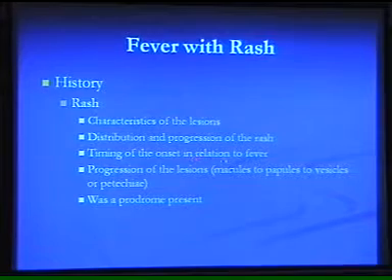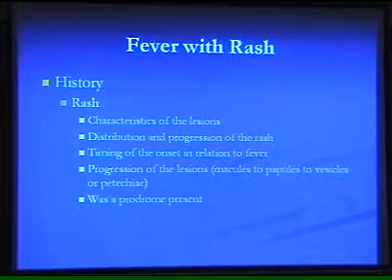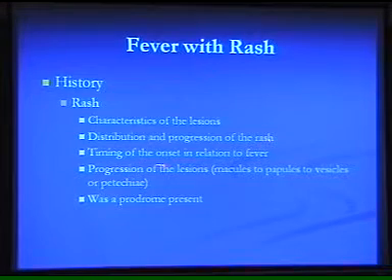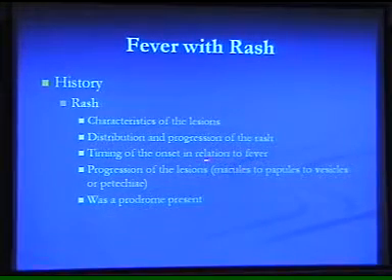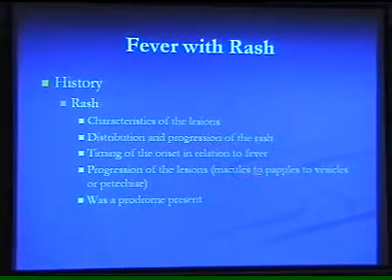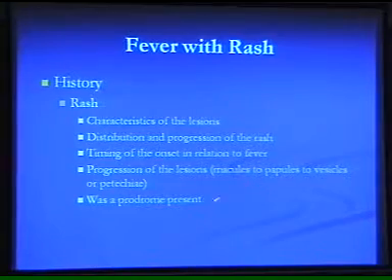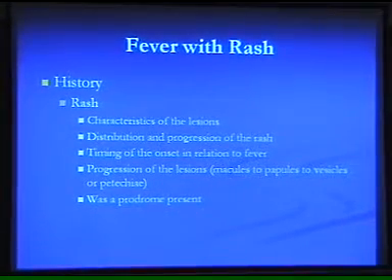Timing of the onset in relation to fever. For example, if someone has not taken a medication and his rash has appeared, you cannot label that rash as a drug rash. Progression of the lesions: macules sometimes progress to papules and vesicles and then petechiae. And was a prodrome present, as is more common with viral exanthems?